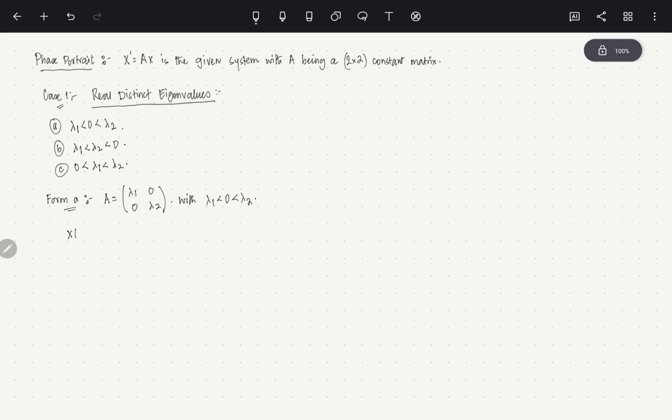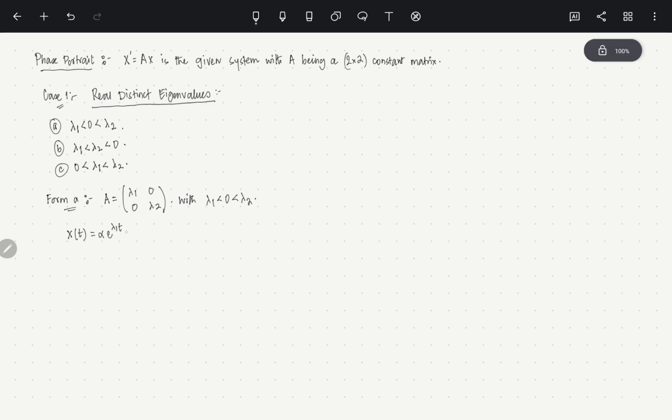X(t) equals alpha e to the power lambda 1 of t, and then the eigenvalue. So in this case you can actually show that lambda 1 and lambda 2 are the two eigenvalues.